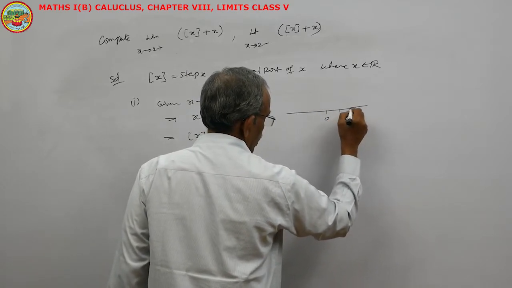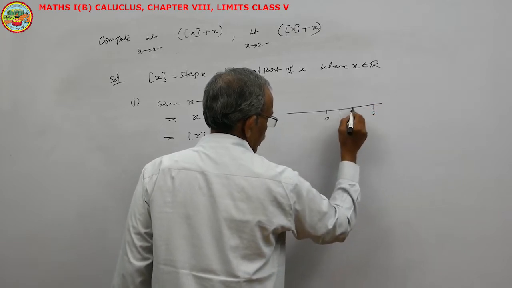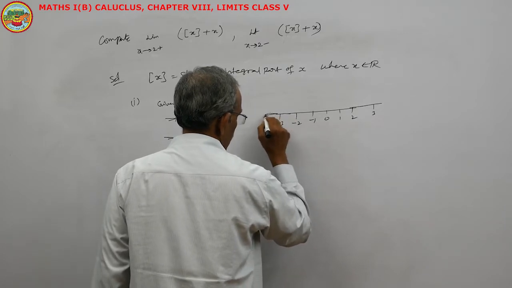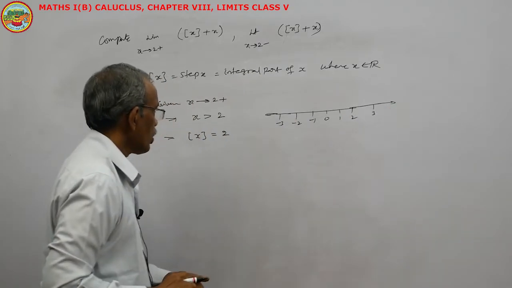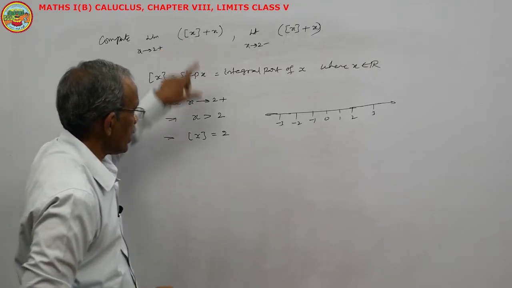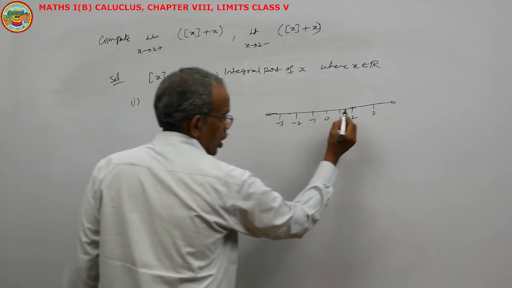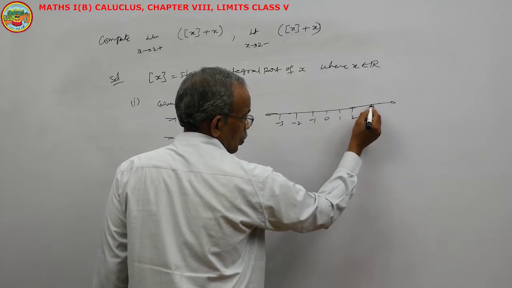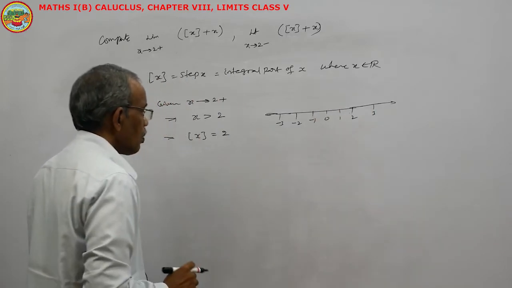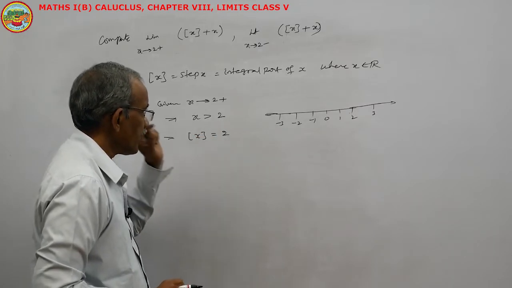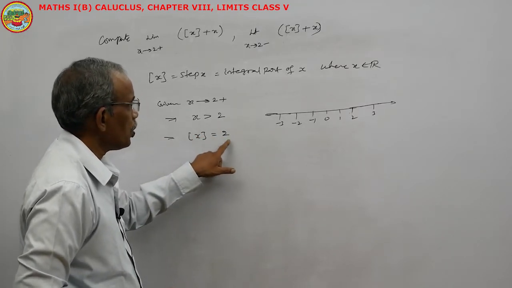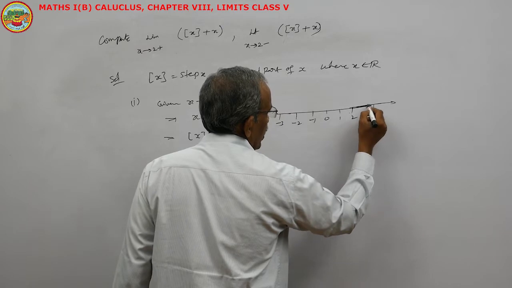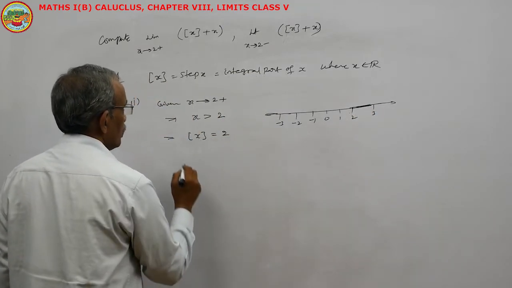0, 1, 2, 3, -1, -2, -3. On the real number line, we have to find the integral part of x. Suppose x is greater than 2: 2.1 has integral part 2, 2.3 has integral part 2, 2.9 integral part 2, 2.999 integral part 2. So for all values greater than 2, step x is equal to 2.